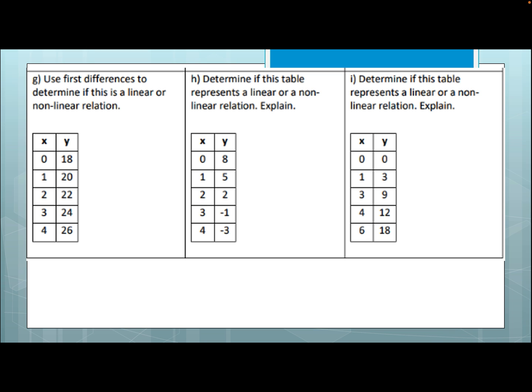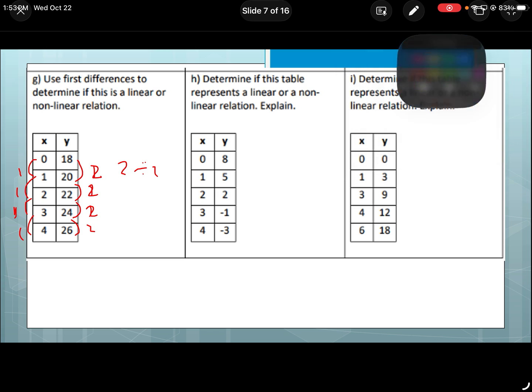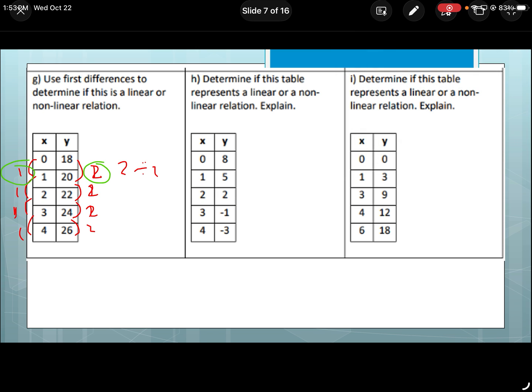Let's have a look. So, on the left, what's it going up by? It's going up by ones, right? 0 to 1 is 1, 1 to 2 is 1, 2 to 3 is 1. If in doubt, subtract them. What's going on the right? 18 to 20 is 2, 20 to 22 is 2, 22 to 24 is 2. And you'll see here, if I do 2 divided by 1, this one divided by this one, I get the same as if I do this one divided by this one, and the same as if I do this one divided by this one. And because of that, it's always linear.